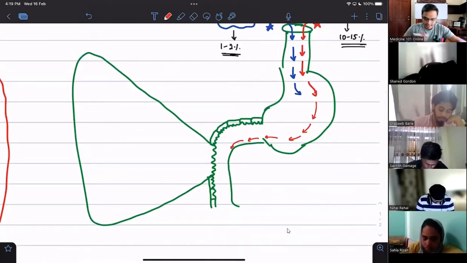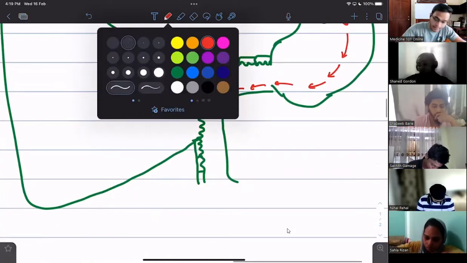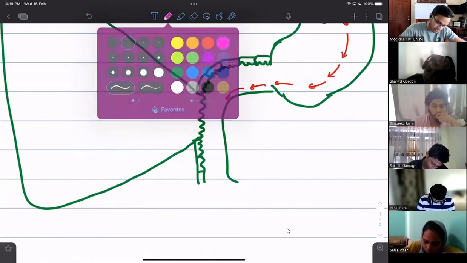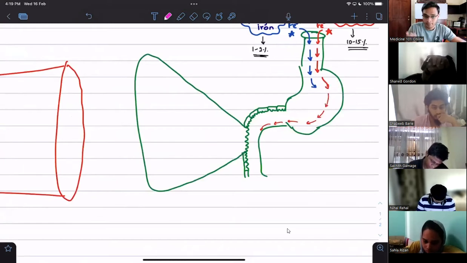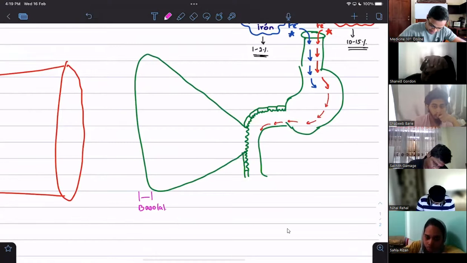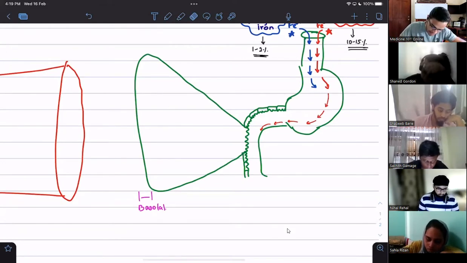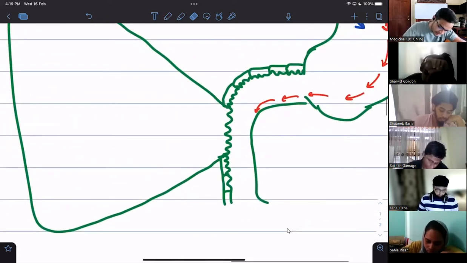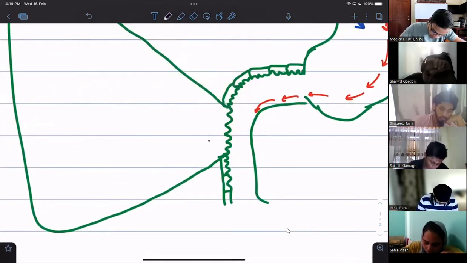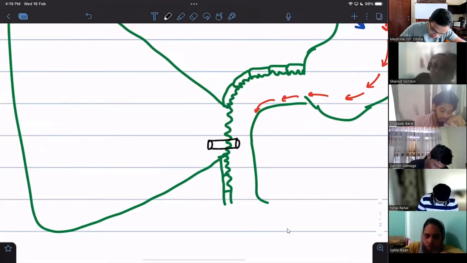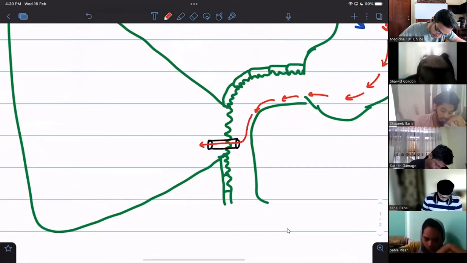And here, guys, there is the apical side. When you take this duodenal epithelial cell, this side is the basolateral side, and this side is the apical side. The brush border is the apex of the cell, the apical side. On the apical side, there is a special transporter just for heme iron. Heme iron can easily pass through and come here.